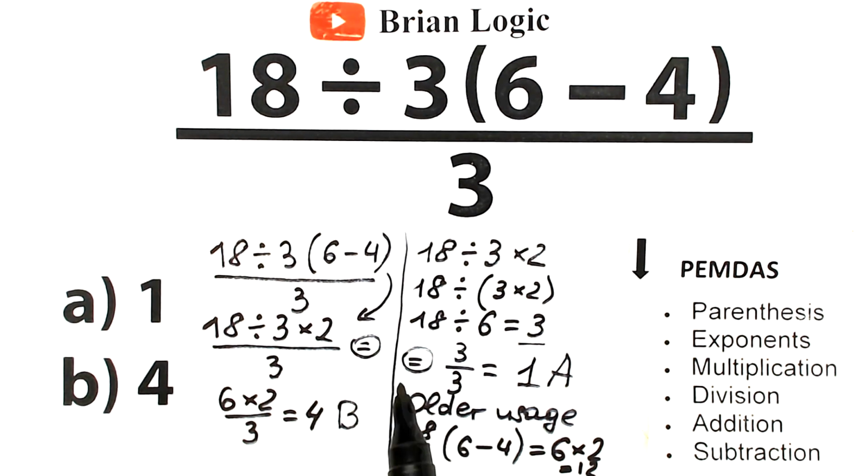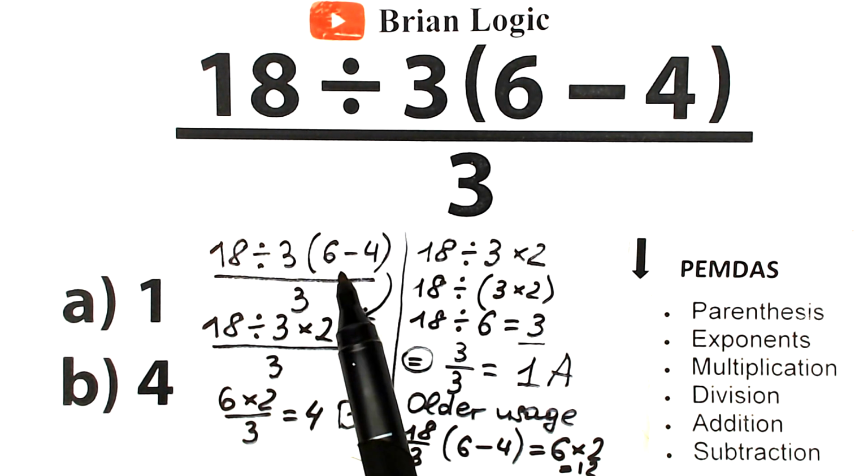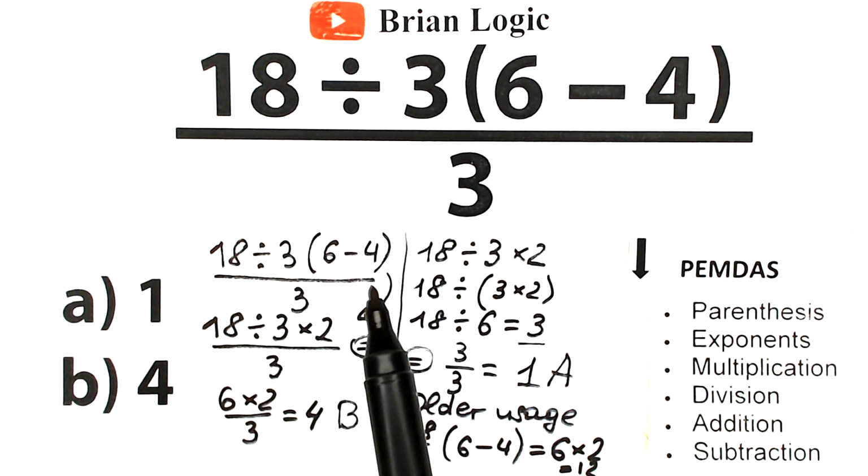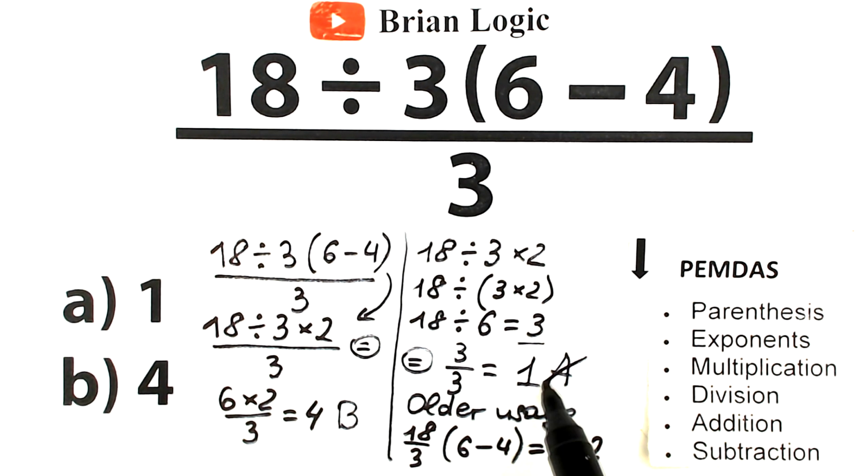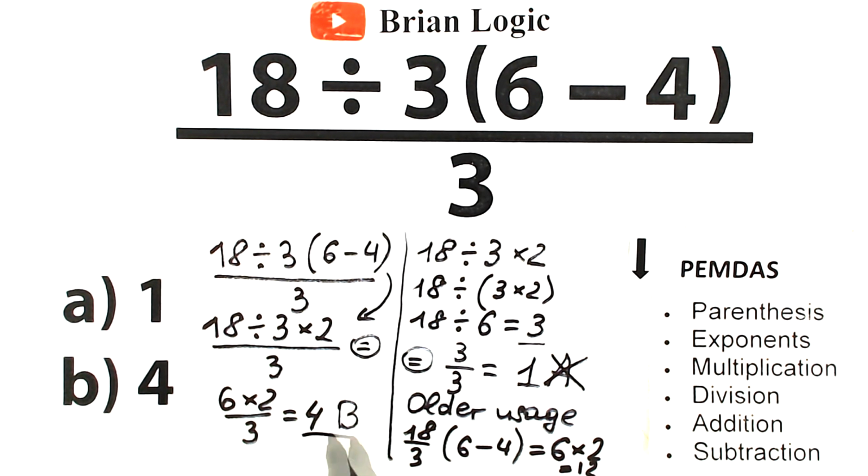If you don't want to write it as a fraction, you should start with parentheses, then division, multiplication, or multiplication, division in a strict order from left to right. So forget about this option A. This is a bad solution today. This is a very bad solution nowadays. A correct answer to this challenge is 4, option B.